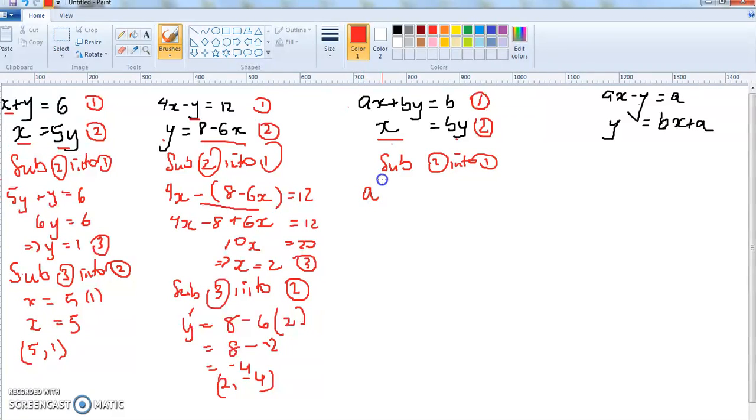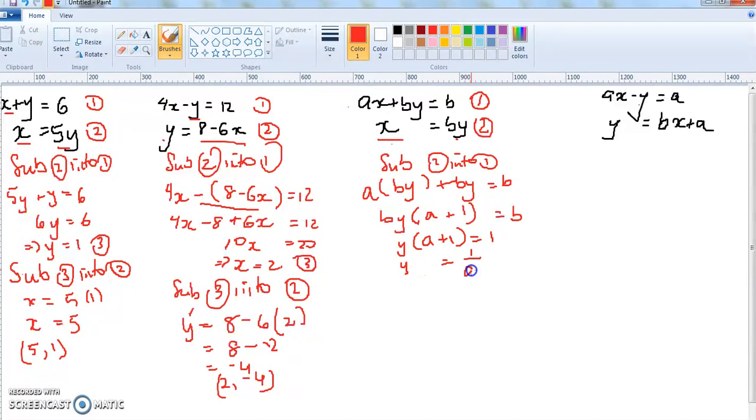So we're going to have a times by plus by equals b. And now I'm going to solve for y, and my answer will just have a's and b's in it. So I've got to take out a common factor of by, because both terms multiply by y. So now I've got y times a plus 1 equals b. I'm going to divide both sides by b, and I'm left with y times a plus 1 equals 1. And now I'm going to divide both sides by a plus 1, so I've got y equals 1 over a plus 1.